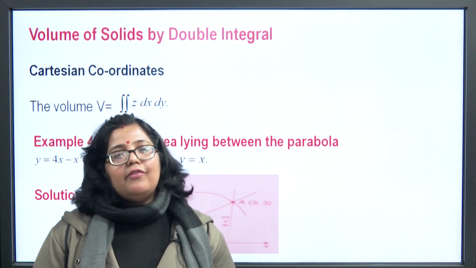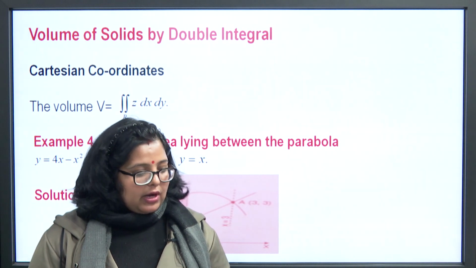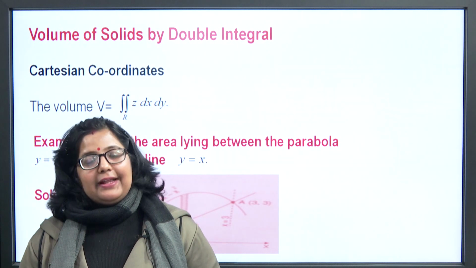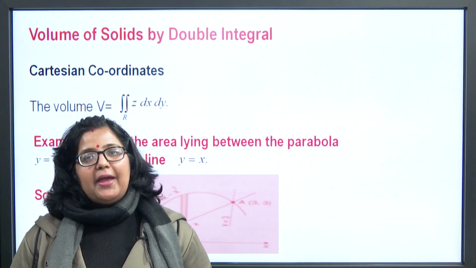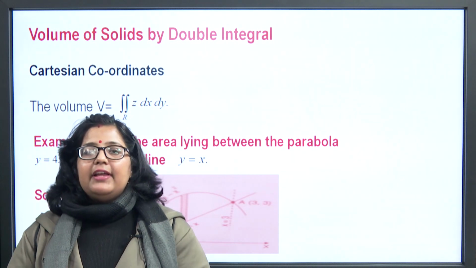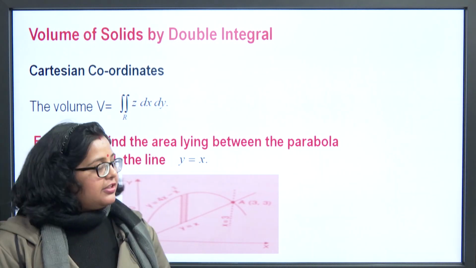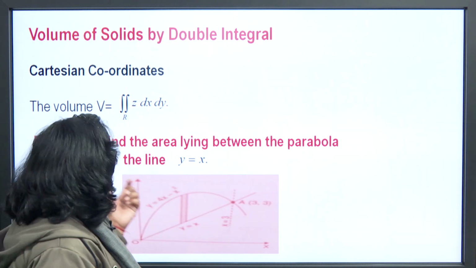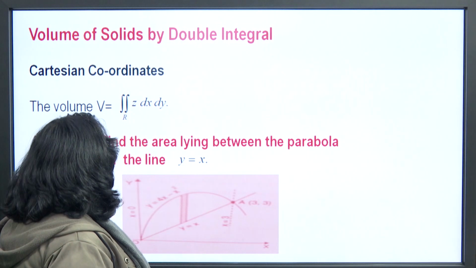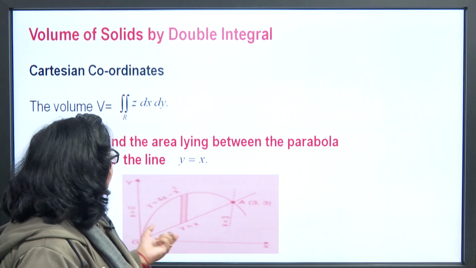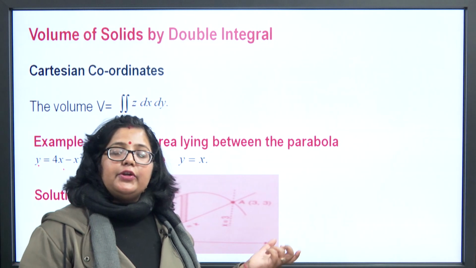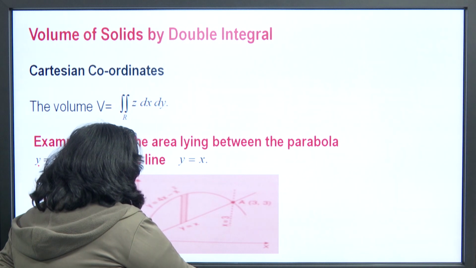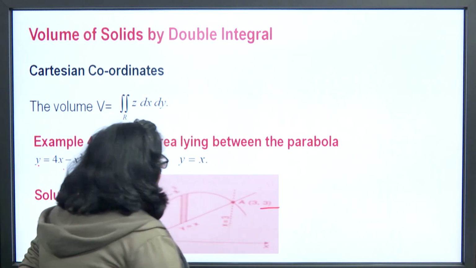So, we again find the area lying between the parabola y equals 4x minus x square and the line y equals x. Here one is a parabola, the other is a straight line. We again start with the first step: finding the intersection points. We put y equal to x, so x equals 4x minus x square, and we get the values of x as 0 and 3, corresponding to y equal to x. So the intersection points are 0, 0 and 3, 3.